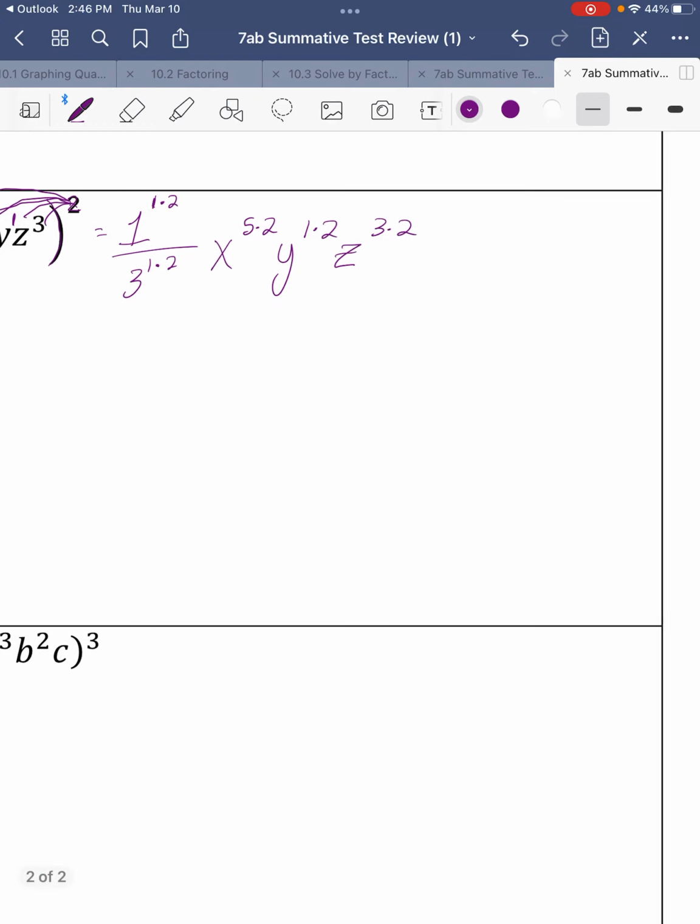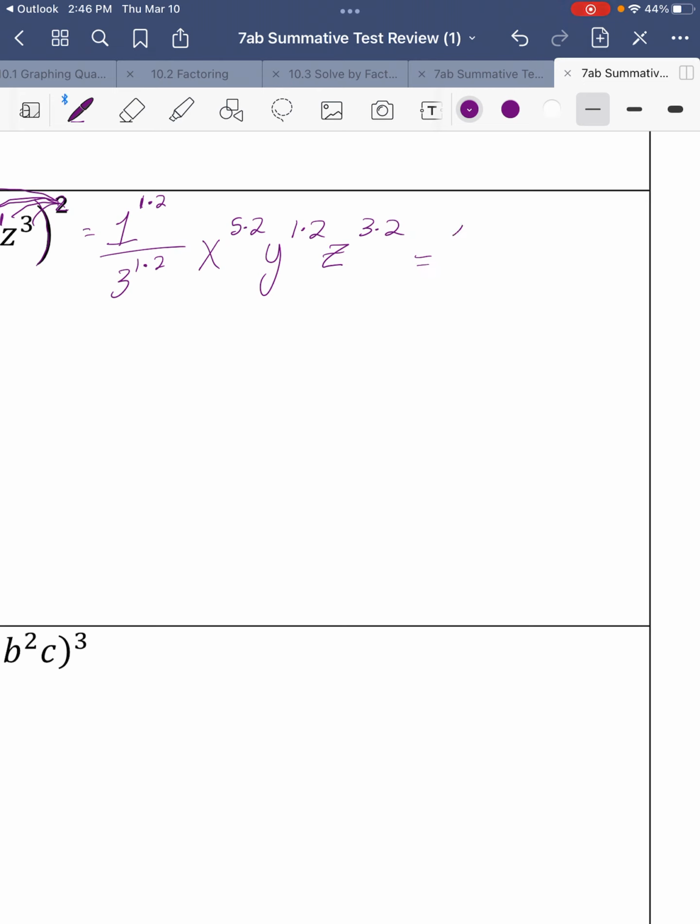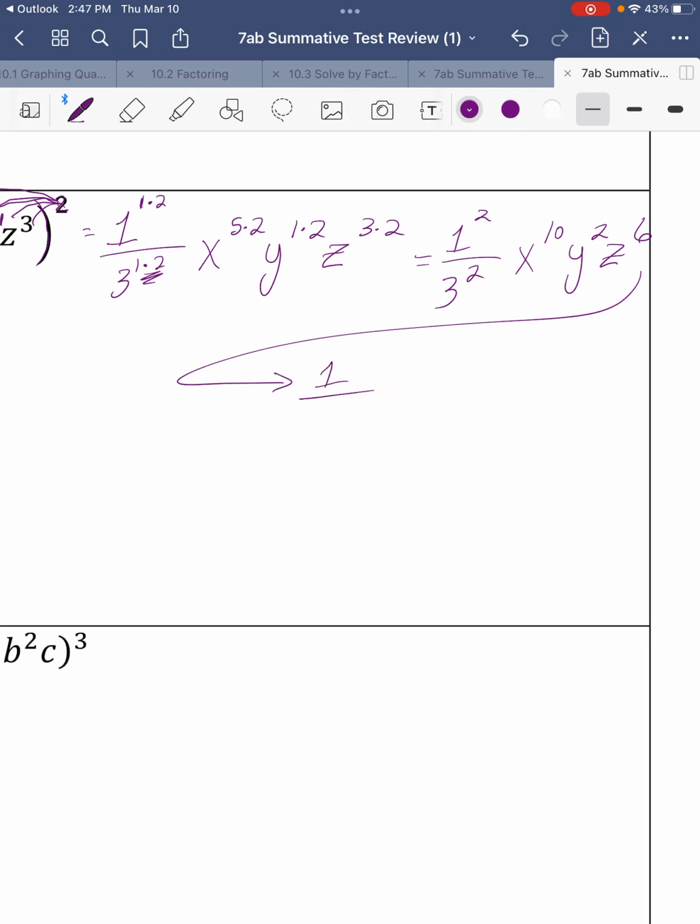So 1 times 2 is 2, so it's 1 to the squared. 3 to the 1 times 2 is 3 squared. X 5 times 2 is 10. 1 times 2 is 2. 3 times 2 is 6. Still got a little simplifying I can do here. So 1 squared is 1. That's 1 times 1. 3 squared is 3 times 3 is 9.